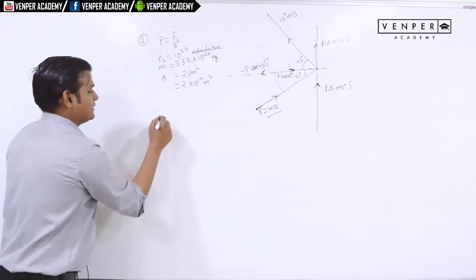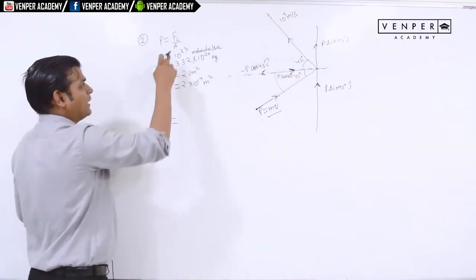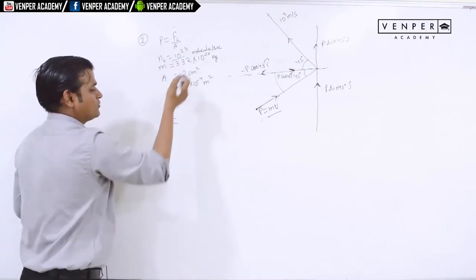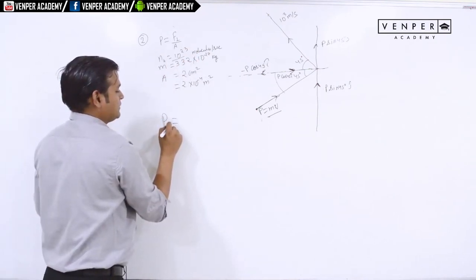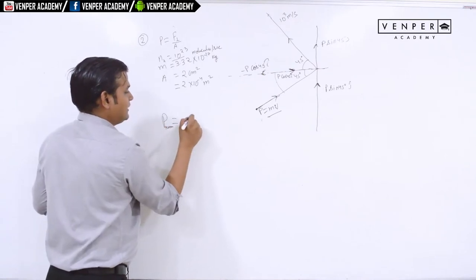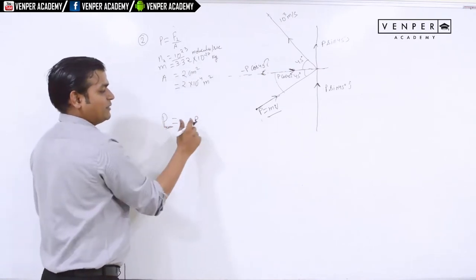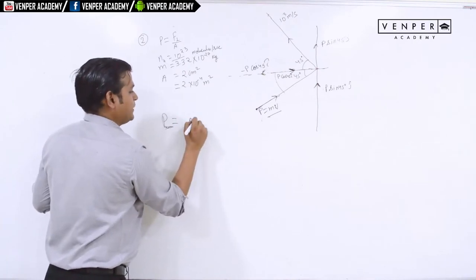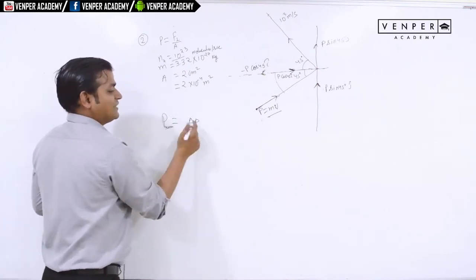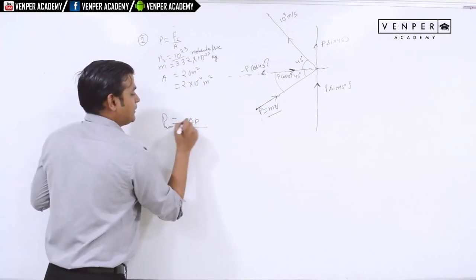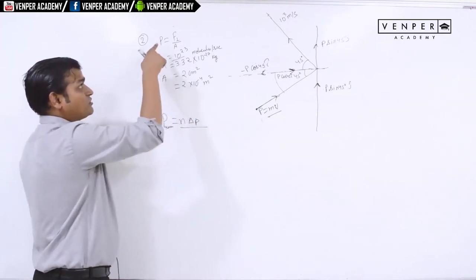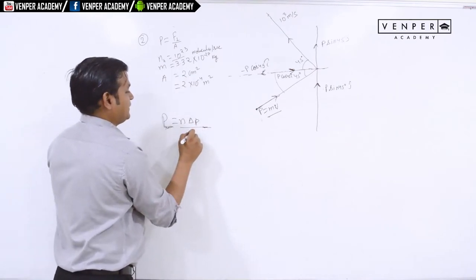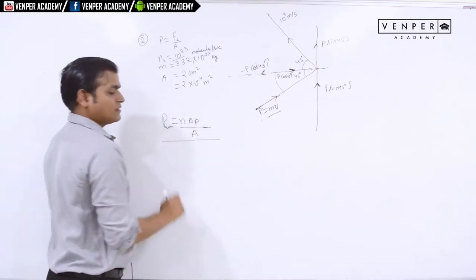So here we can say that pressure is nothing but, if the number of molecules striking per second is given, this is delta p, the change in momentum. I will write this with a small p, delta p, the change in momentum, into n, the number of molecules striking per second, divided by the area, whatever that area is given.